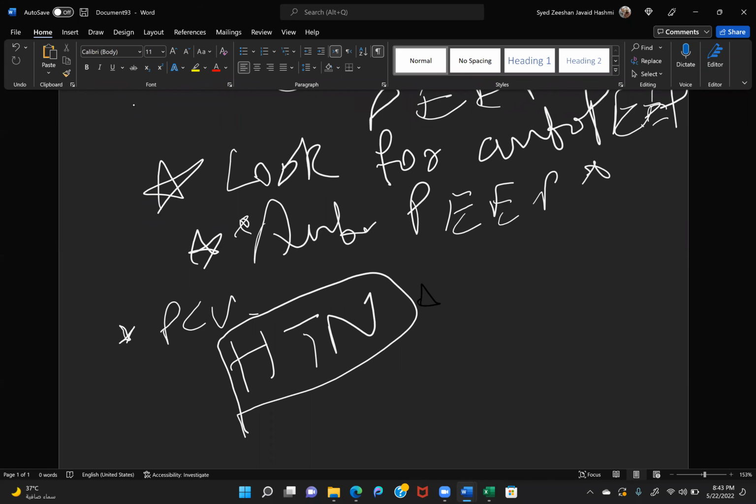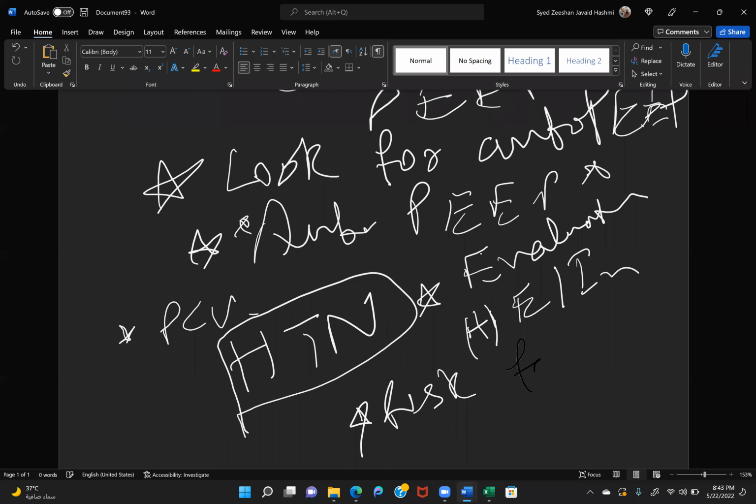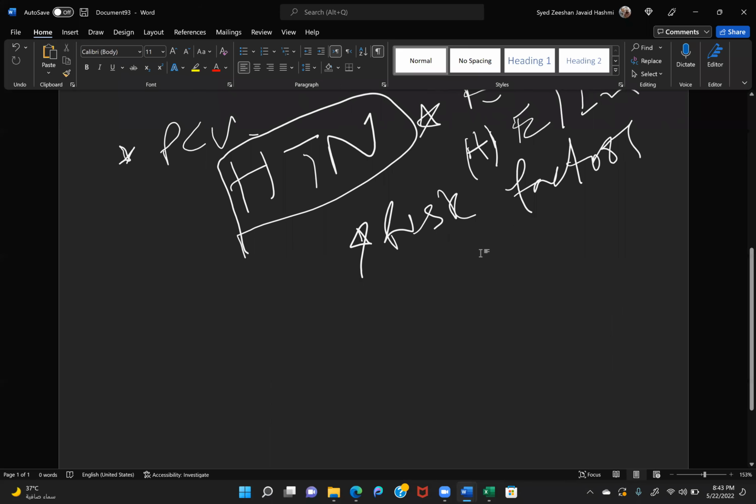How can you optimize a patient with hypertension? Of course, you will make the evaluation on the basis of history, examination, and risk factors. Of course, because actually we are dissecting the topic in a slightly different way. So whatever you are saying is not wrong, but I'm just trying to cover it in a slightly different way.